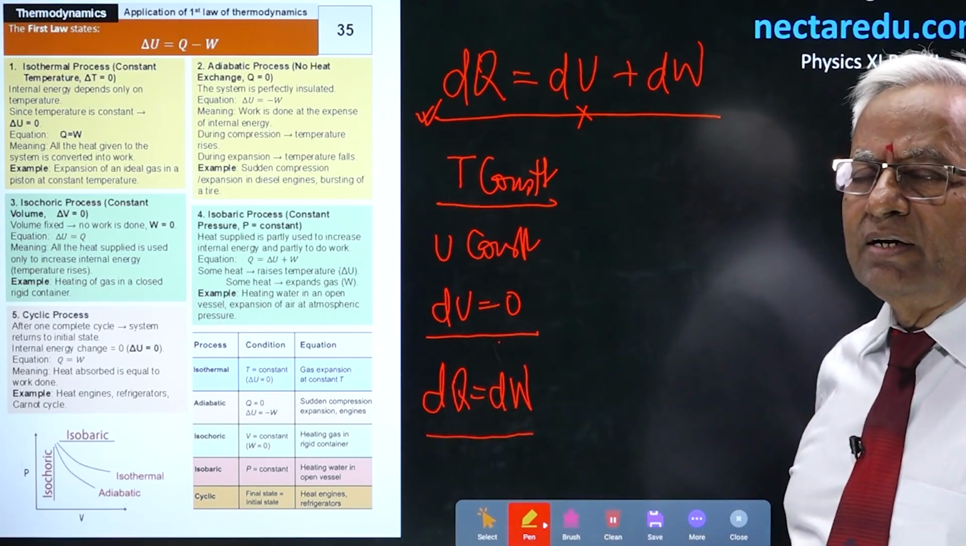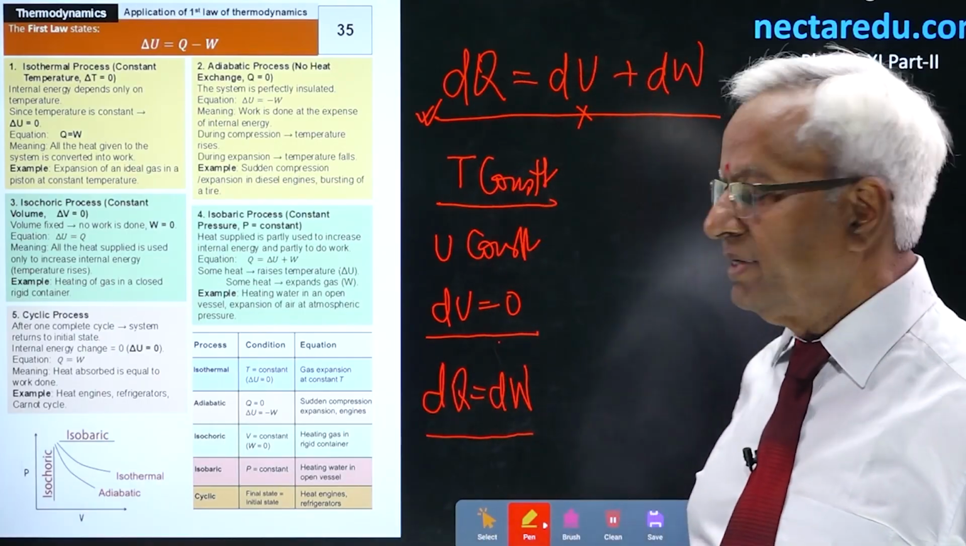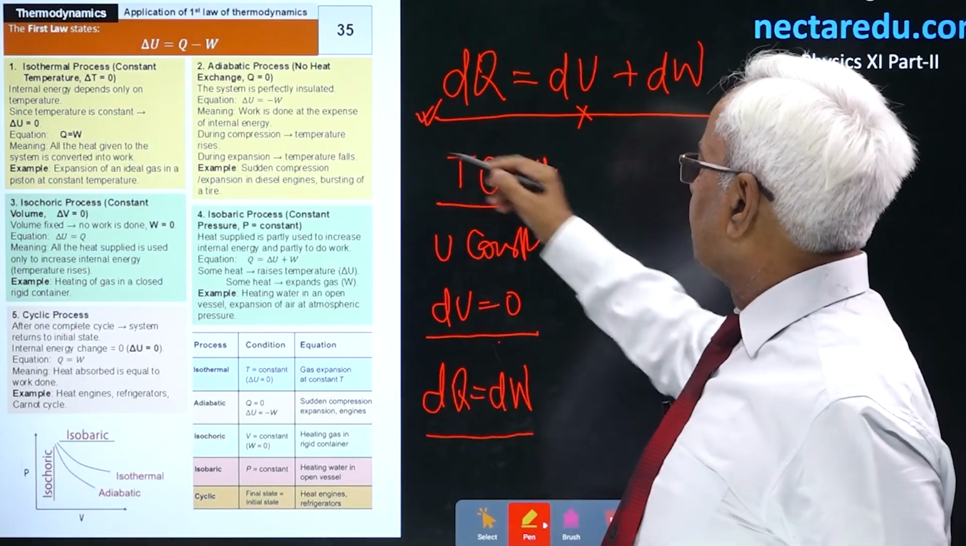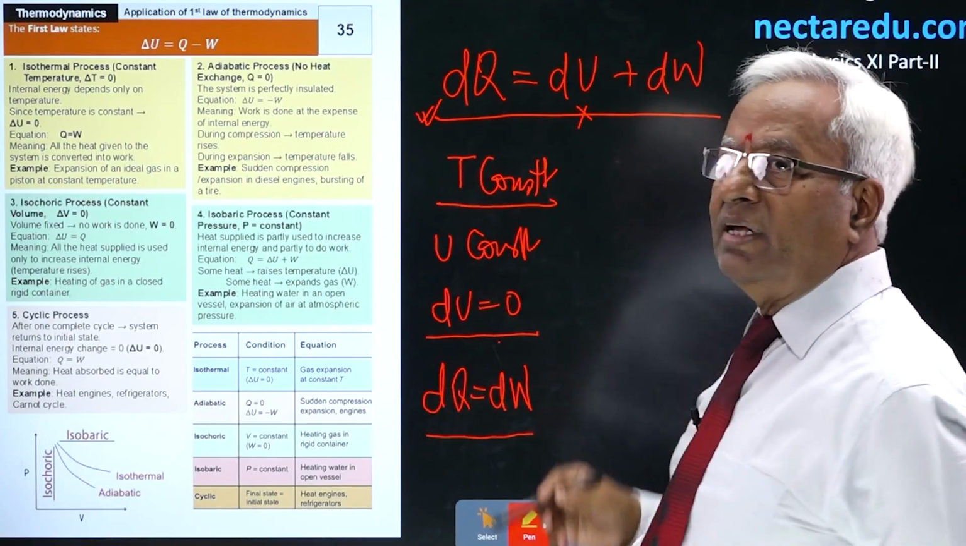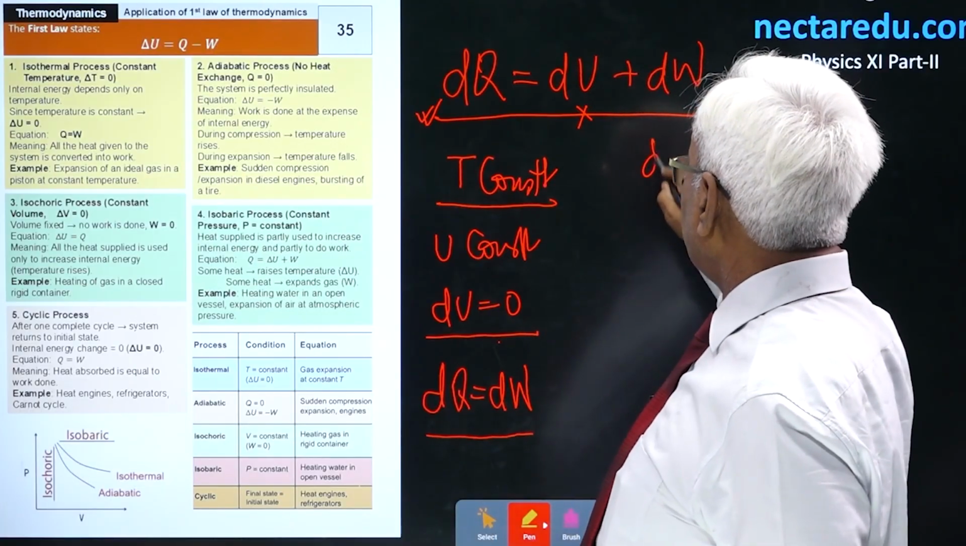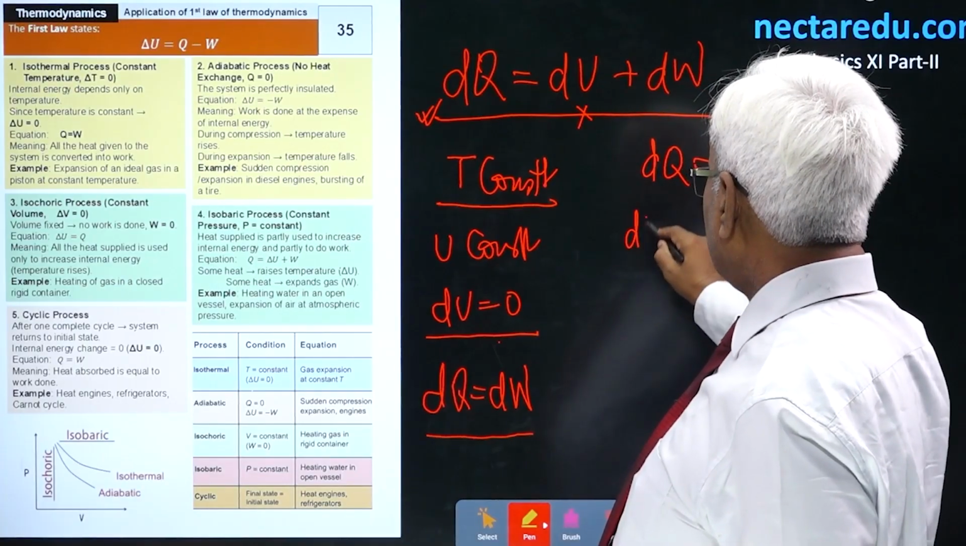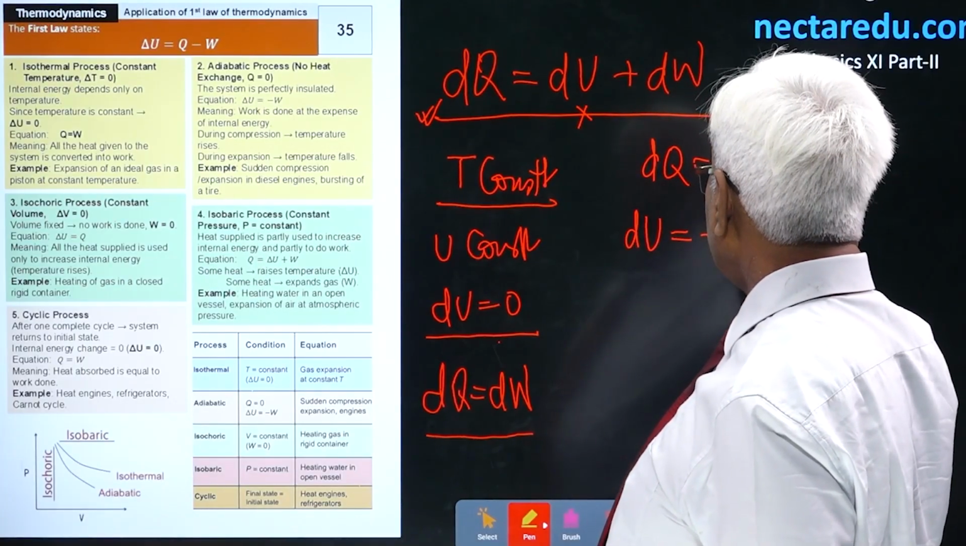If we adopt the process of expansion of a gas at constant temperature, it is going to be an example of this type. Second is the adiabatic process. Adiabatic stands for no transfer of heat. If there is no transfer of heat, that is dQ equals 0, what remains is dU equal to minus dW.